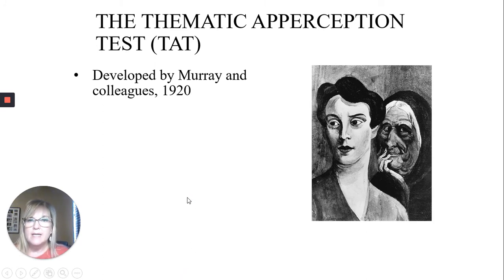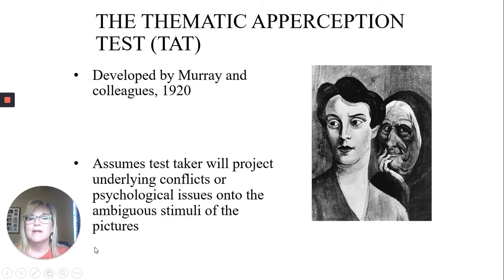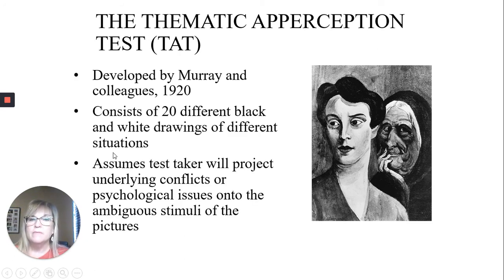The TAT is the thematic apperception test, and it was developed in 1920. Oh, I said 50, but it's 20. Some of these pictures look kind of 1950s to me. But it has 20 different black and white drawings of different situations, and it asks the person to tell a story. What do you think is going on in this particular picture?